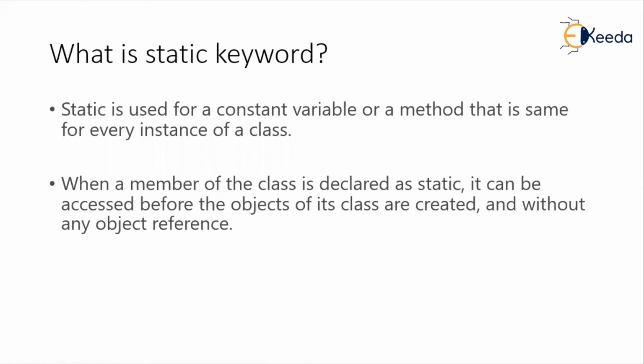So this is what we just discussed. Static is used for a constant variable or a method that is the same for every instance of a class. So an instance will not have its own copy of that particular variable. When a member or a variable of a class is declared as static, first, it can be accessed even before the objects for that particular class are created. And second, those variables can be accessed without an object reference.